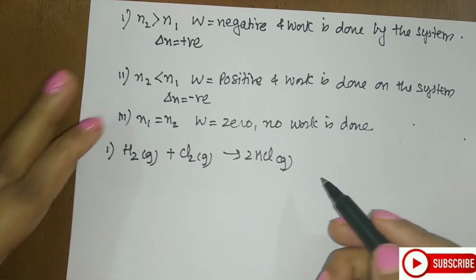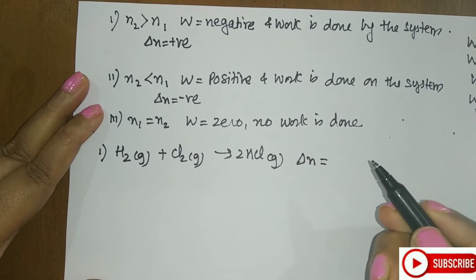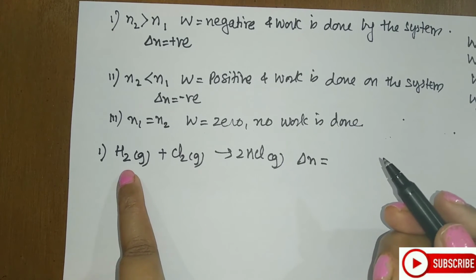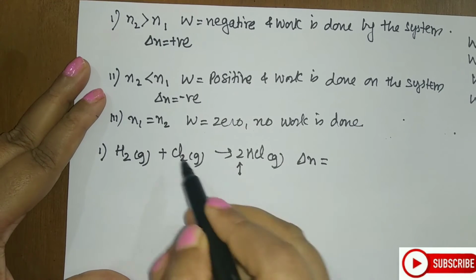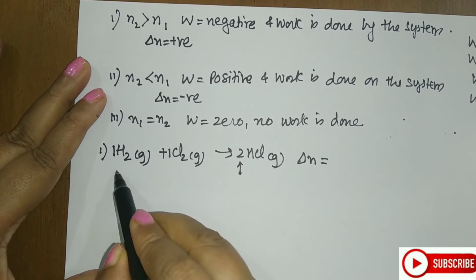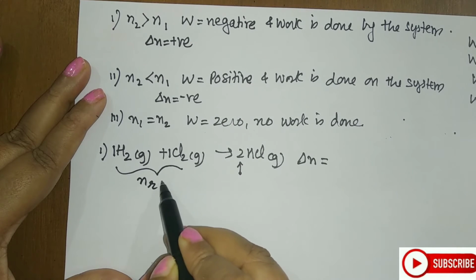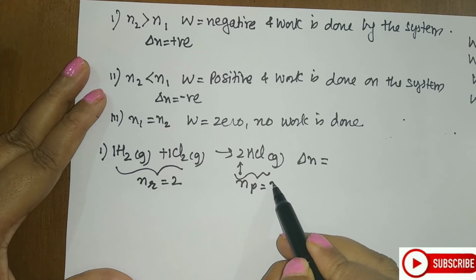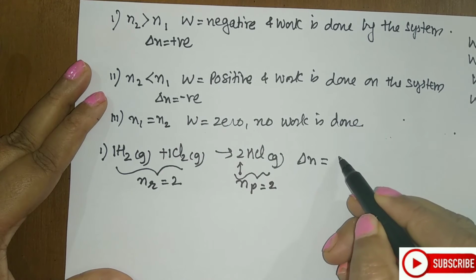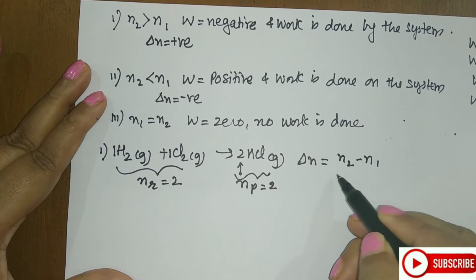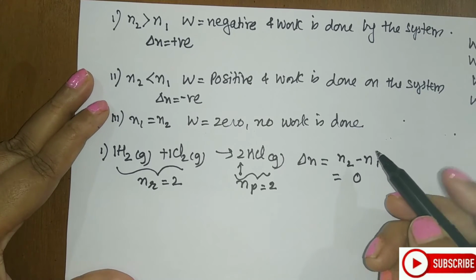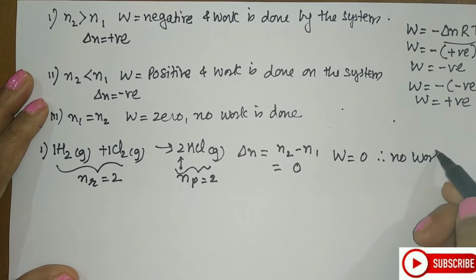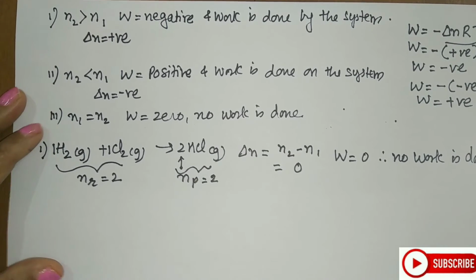Second thing, calculate delta N. So here I will calculate delta N. For that it will be 2 minus 1 plus 1. That will be 2 minus, here it is 1, here it is 1. So the total number of moles of the reactants is 2 and here the number of moles of the product is also 2. So what will be your delta N? Delta N will be N2 minus N1, so it will be 0. Now the moment it is 0, W will also be 0 and therefore no work done. So this is how you have to predict.